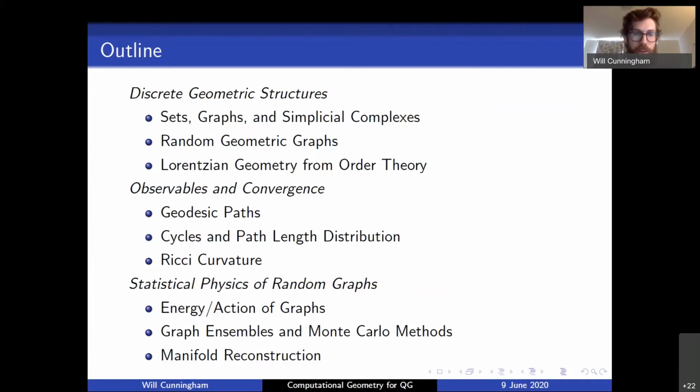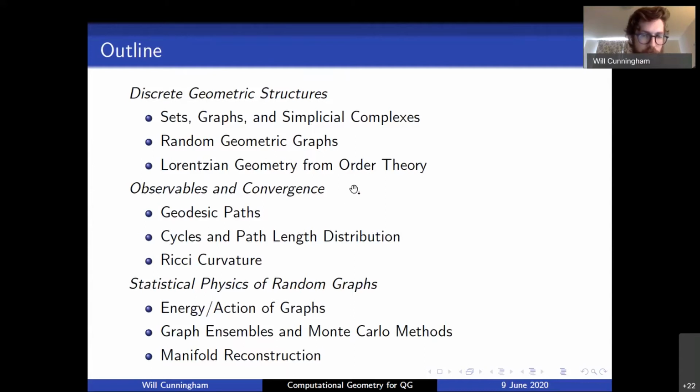Then I'm going to turn the focus to random geometric graphs, which is the standard way to discretize a geometric manifold. And then I'll give another view or take on things from the bottom-up picture, which is how to recover geometry from order theory, which is inherently non-geometric. There are a lot of interesting open problems there.